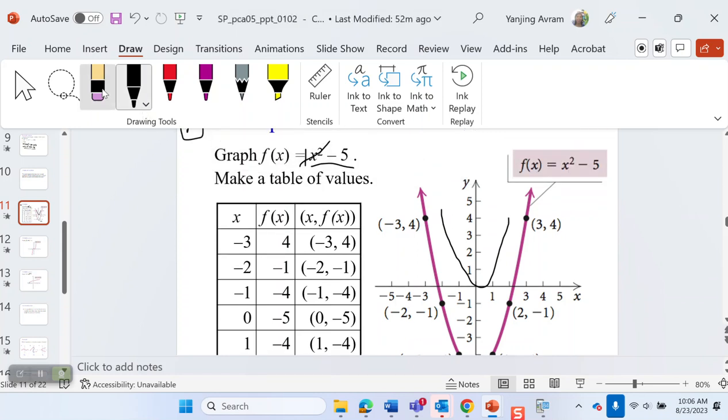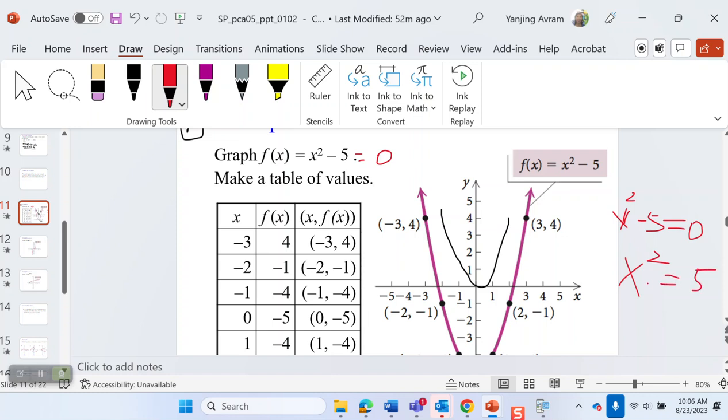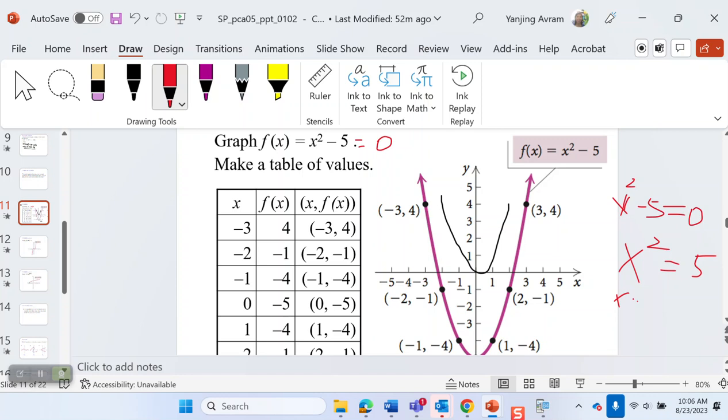And of course, you can find the x-intercept as well. Let y equal 0 and solve for x. So this will be x squared minus 5 equals 0. How to solve this we will cover in chapter 3. You add 5 on both sides, so you have x squared equal to 5, and you take the square root on both sides. Make sure you take the square root on both sides, and you always have a plus minus. So you're going to have plus or minus the square root of 5.